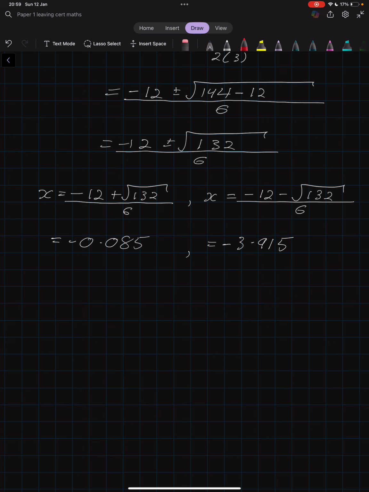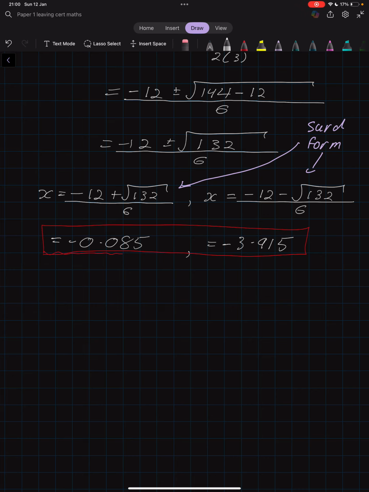And also, because sometimes they can ask you to leave it in surd form, what they mean is they just say, okay, just leave it in the square roots. There's no need to evaluate it and get your decimal places as I have here. So if they ask you to give your answer in surd form, you can just leave it in square roots and it's fine. Okay, now I'll do one question about weird looking quadratics.